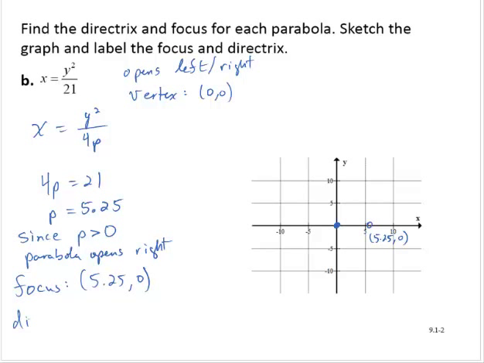The directrix is 5.25 units on the other side of the vertex. So here's our directrix at x equals negative 5.25. Alright, so now we draw a parabola opening right, something like that.